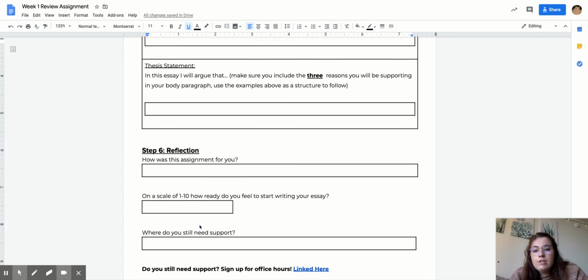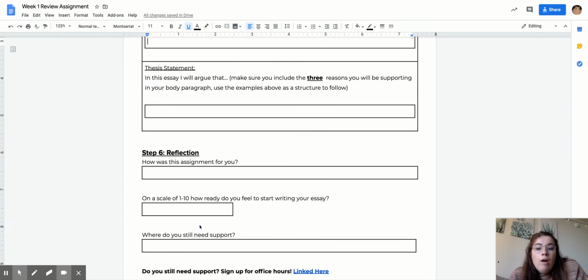And then I just want you to write a reflection. How was the assignment for you? Was it clear? Did you understand what was being asked of you? On a scale of 1 to 10, how do you feel? Do you feel ready to start writing your essay? And where do you still need support?